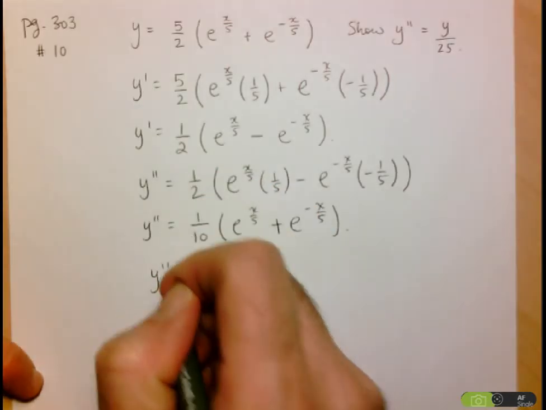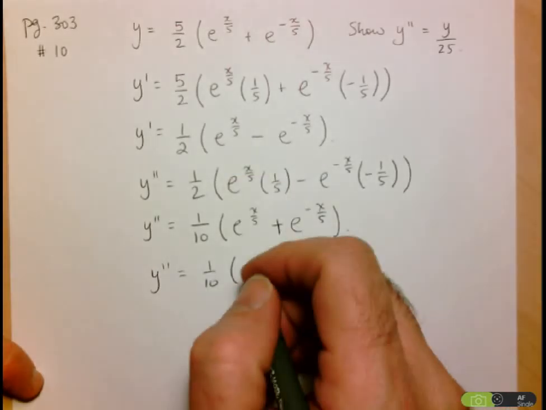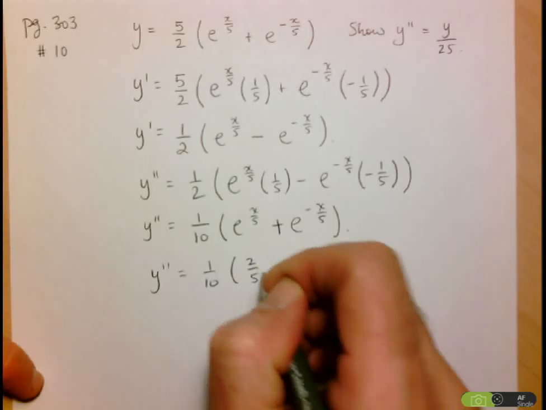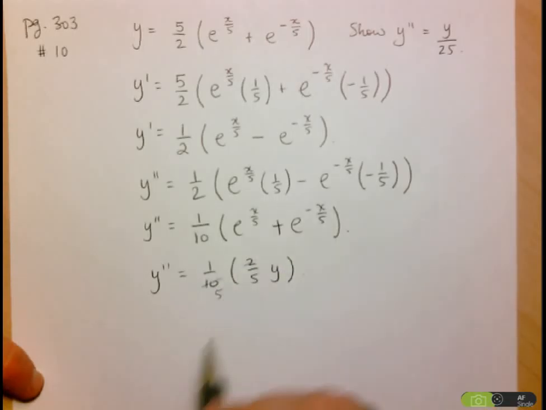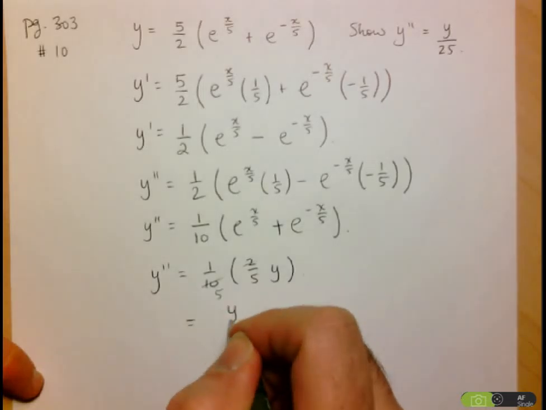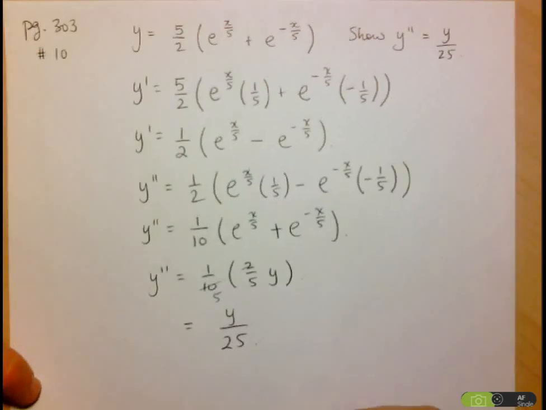Okay, so here 1/10, and so this whole thing can now be replaced by 2 over 5 y, and here simplify a little, and what are we left with? Just y in the numerator and 5 times 5, 25 in the denominator. So we've shown exactly what we needed to show. Okay, that's it.